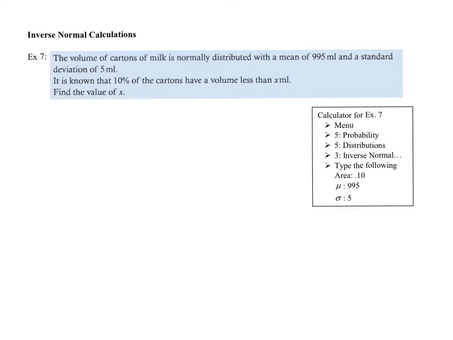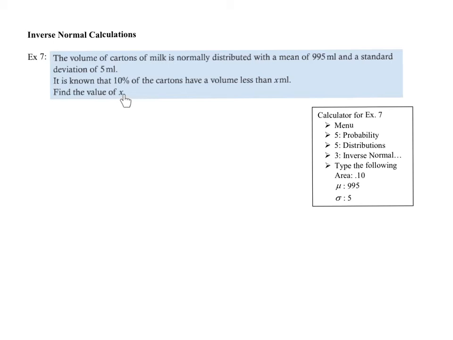This next example, example 7, we're going to use what's called an inverse normal calculation. And you'll see how this is an inverse, how it's working backwards. Let's take a look at the example. It says the volume of cartons of milk is normally distributed with a mean of 995 milliliters and a standard deviation of 5 milliliters. It is known that 10% of the cartons have a volume less than X milliliters, so we're going to use an inverse normal calculation to find the value of X.